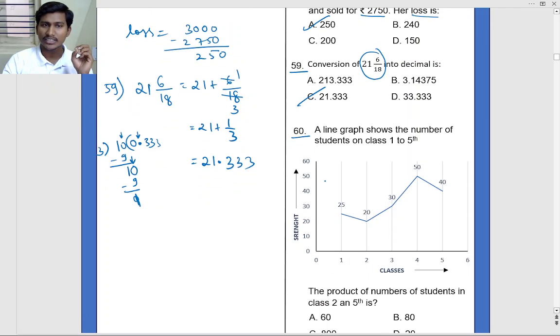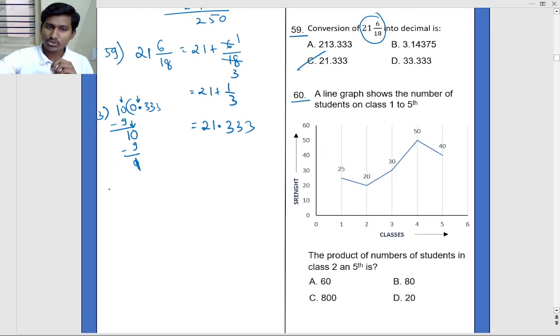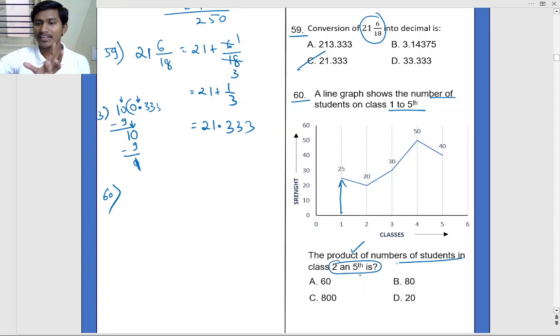What is the question here? That is the last question here. A line graph shows the number of students of class 1 to 5th. So the product of the number of students in class 2nd and 5th is asked. There are students from 1st standard to 5th standard. In 1st standard there are how many? 25. They are asking the product of students in class 2nd and 5th.